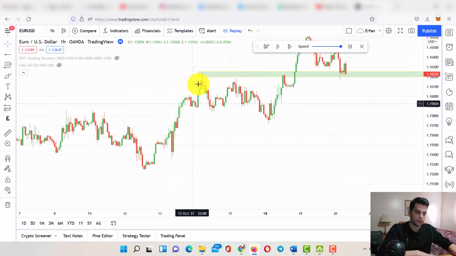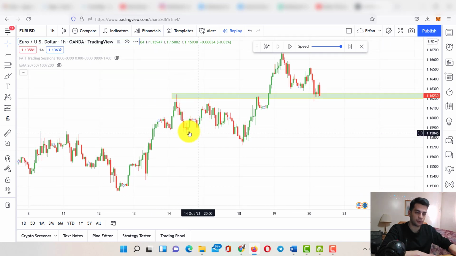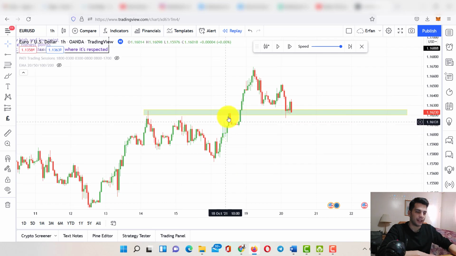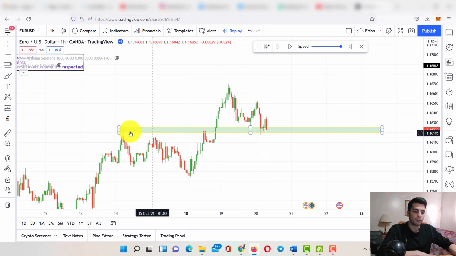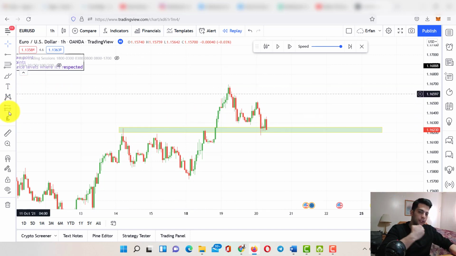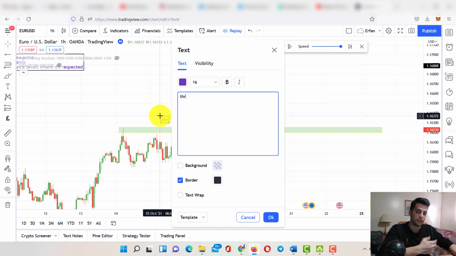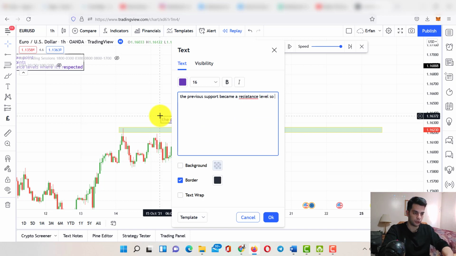The price went up, touched it, tried to calm down, but wasn't successful, and it went up again. Then eventually the price broke into this block and came back and touched this block one more time. So it means the previous support became a resistance level. I can write it down here: the previous support became a resistance level. So it's clearly a respected line.